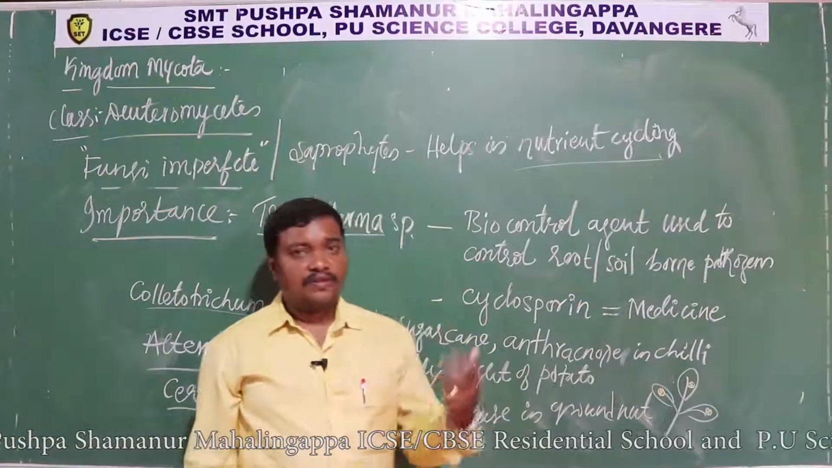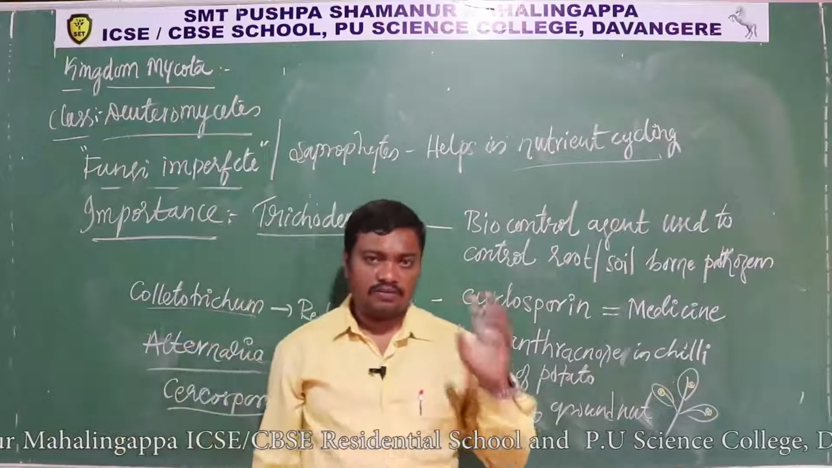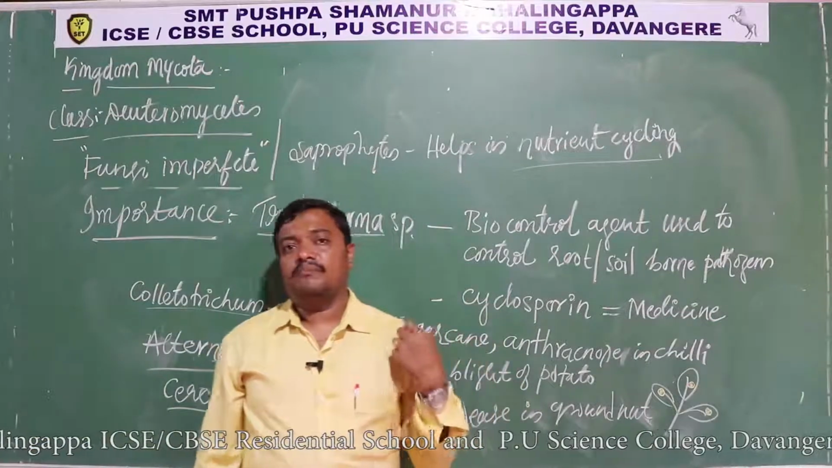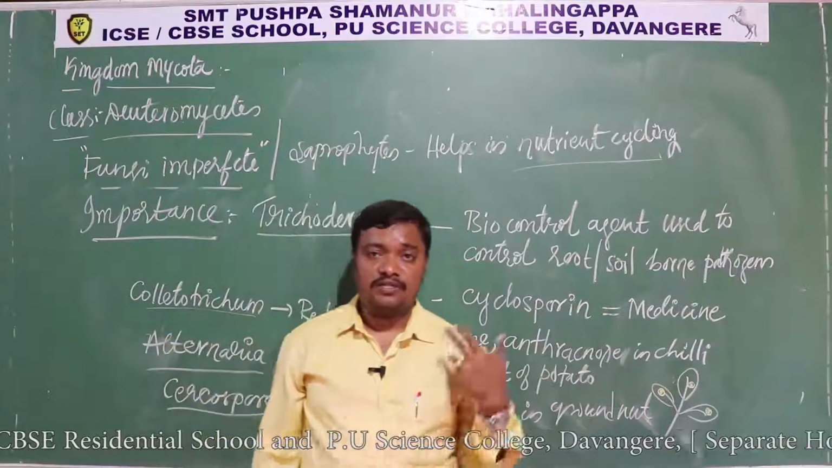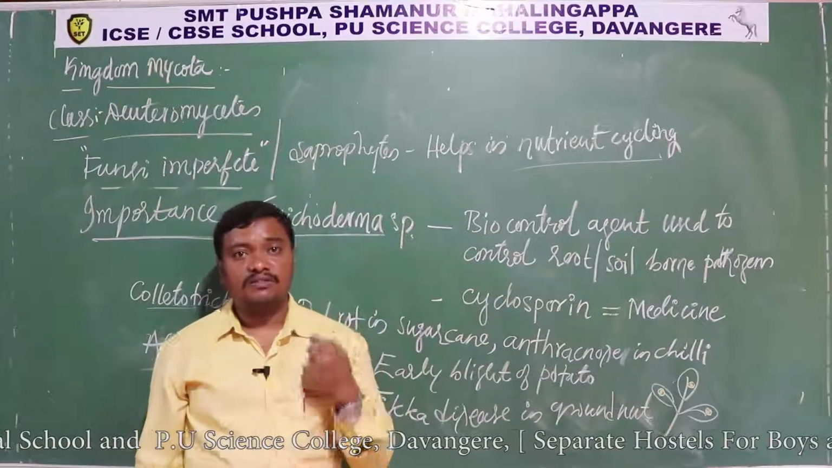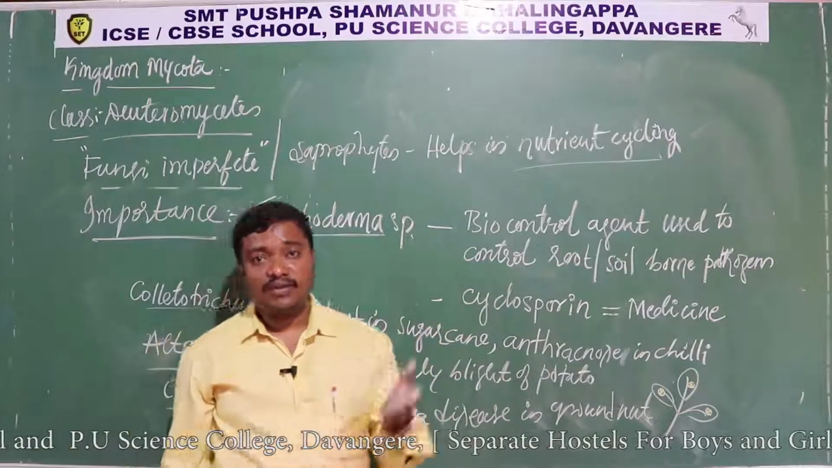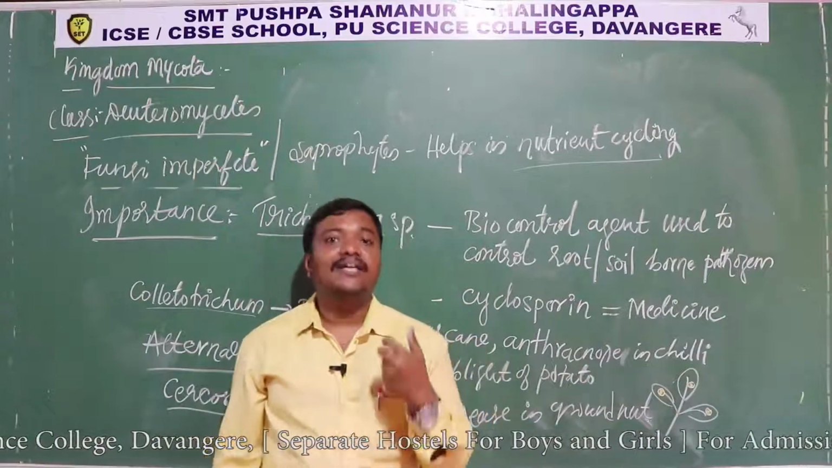Okay, and with respect to their sexual stage, Phycomycetes produce zygospores or oospores, whereas Ascomycetes produce ascospores, Basidiomycetes produce basidiospores, and Deuteromycetes are also called fungi imperfecta. They do not produce sexual spores. Since they don't have the sexual spore stage, they are called fungi imperfecta.